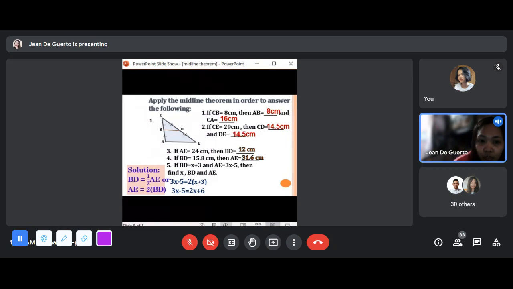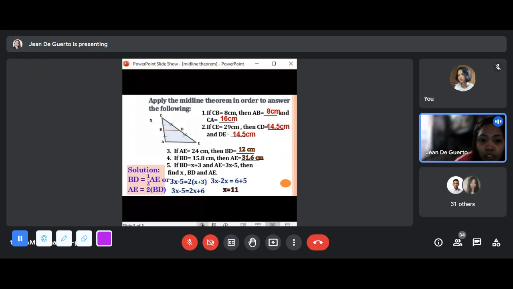Okay, so therefore, was it 4 that you gave, Raymark? Earlier? Yes po, ma'am. Kaya pala mali, sorry. Okay, so 3x minus 5 is equal to 2x plus 6. So therefore, the value of x should be 11. Okay? So take note that the midline and the third side of the triangle are not congruent.